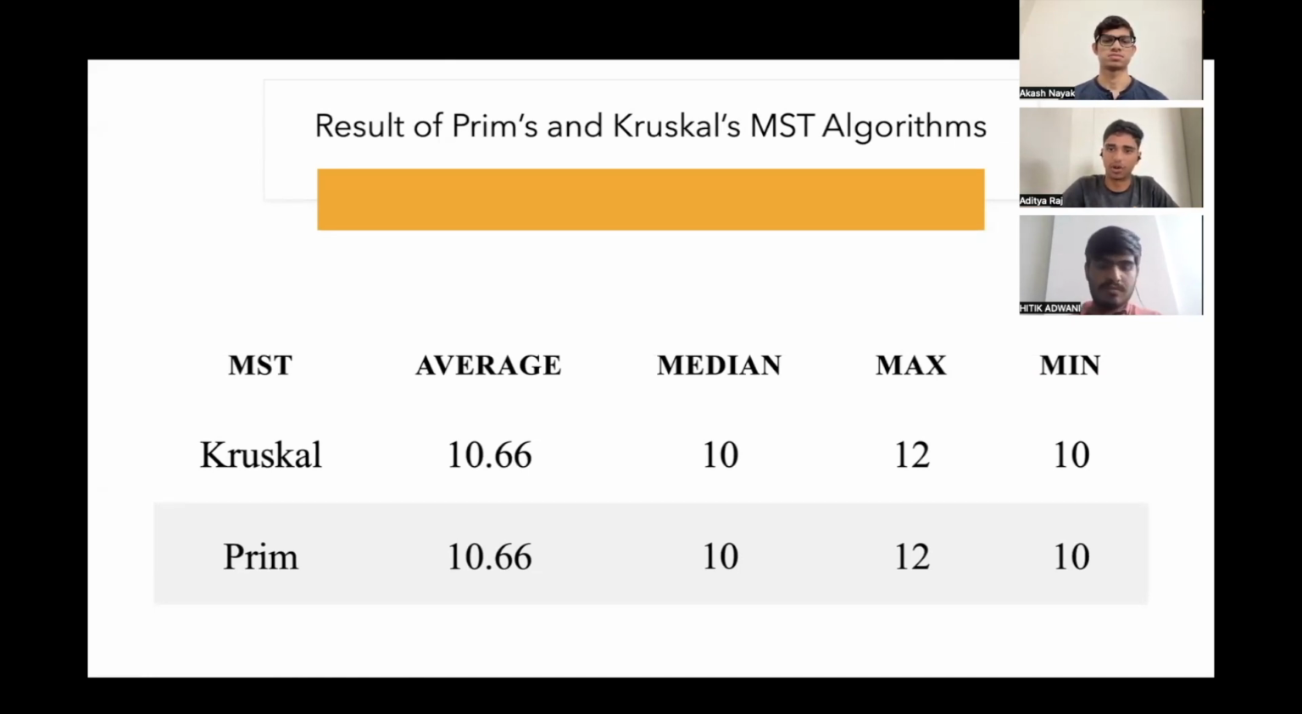These are normal mathematical operations, and we just applied the formulae on the MST generated from each graph. So the average of Kruskal's was 10.66, and median 10, max 12, min 10. And we can see the results were the same for both Kruskal and Prim's. So for average, max, and min, we just got the MST for each and applied the mathematical formula on it.